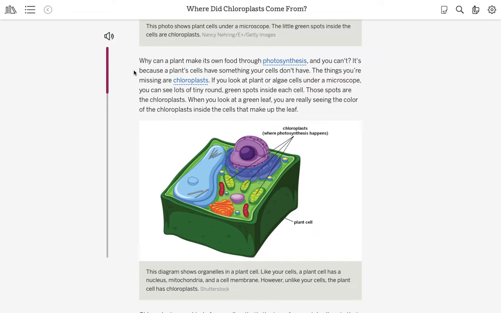If you look at a plant or algae cells under a microscope, you can see lots of tiny, round, green spots inside each cell. Those spots are the chloroplasts. When you look at a green leaf, you're really seeing the color of chloroplasts inside the cells that make up the leaf.